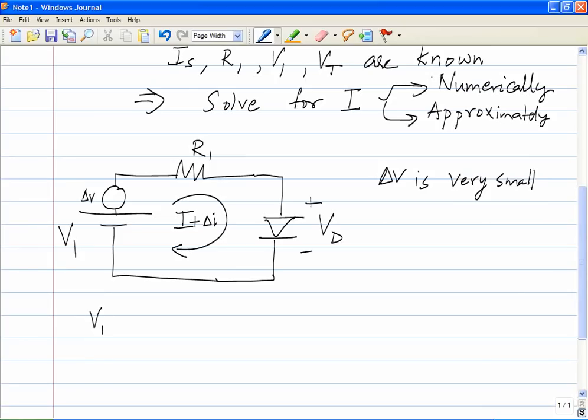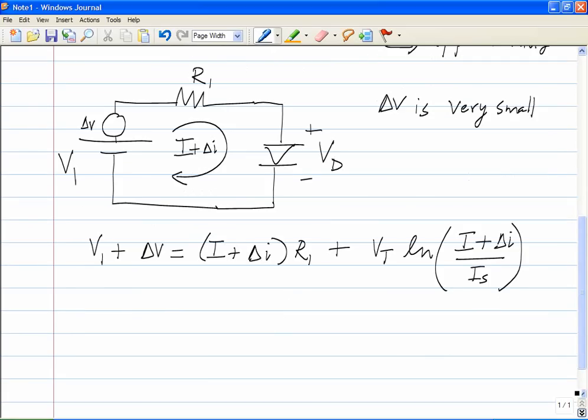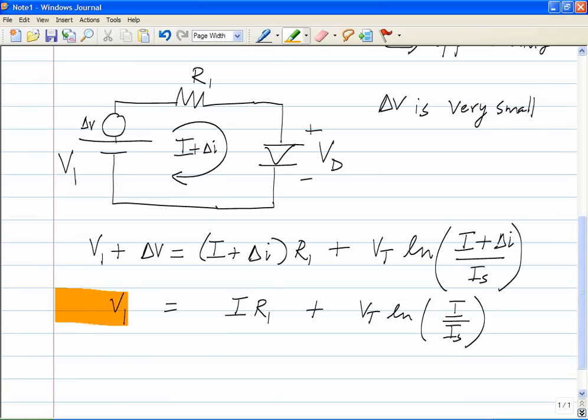So V1 plus delta V must be equal to I plus delta I times R1 plus what? Vt ln of I plus delta I by Is. From the earlier network, what can you say? V1 was equal to I times R1 plus Vt ln I by Is. This is what we had earlier, and this is what we have now.